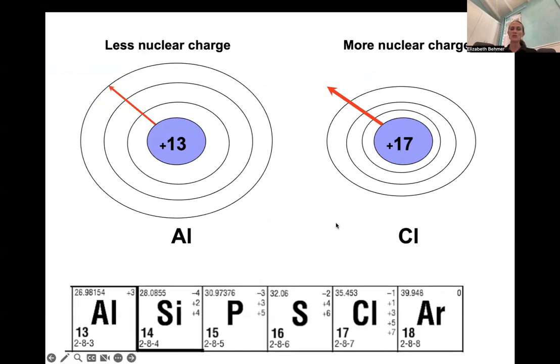So we have more nuclear charge, for example, in chlorine, positive 17. So the electrons are pulled closer to the nucleus, and there's a decrease, a lower or smaller atomic radius, whereas aluminum has a higher atomic radius because it has a lower nuclear charge and the electrons are not as attracted.